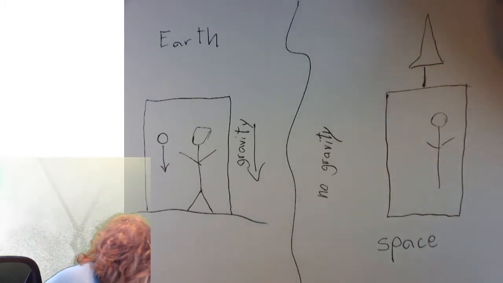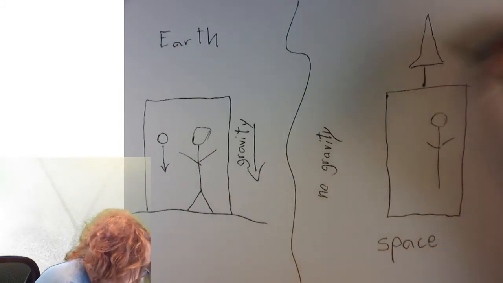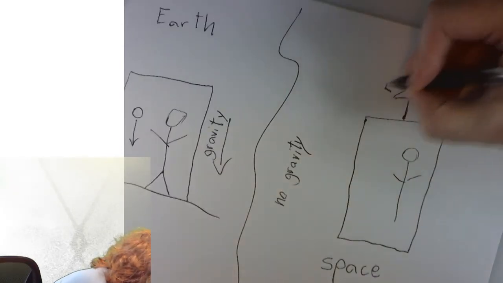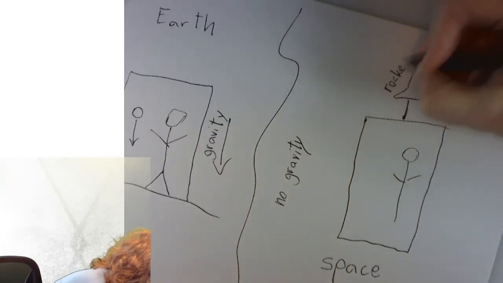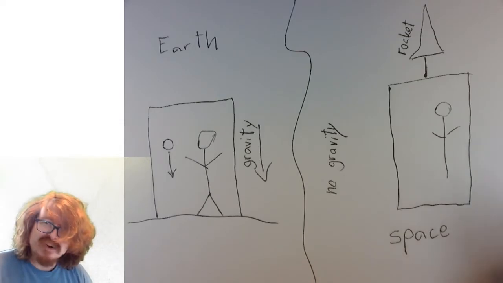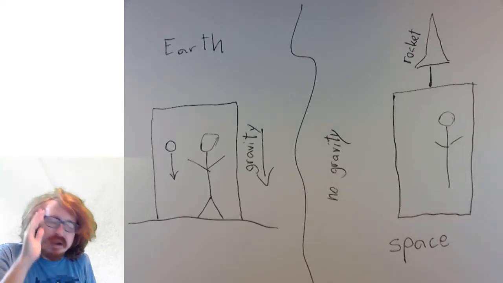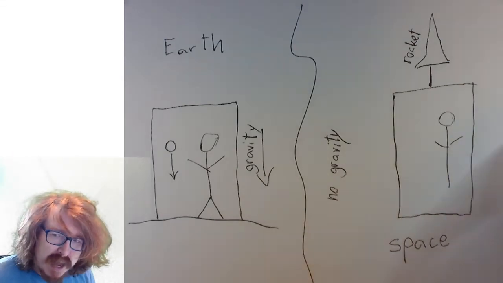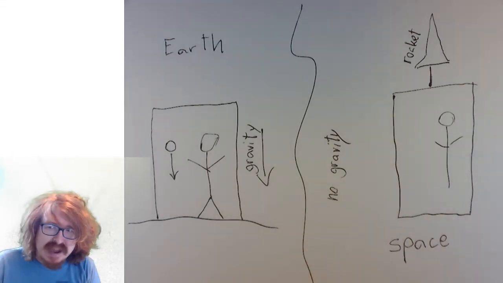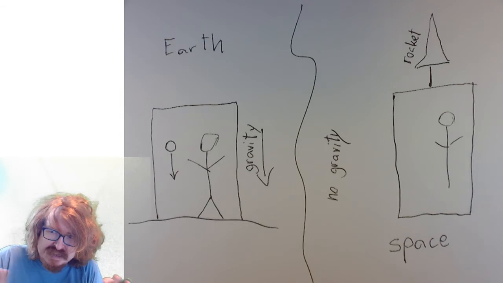That's supposed to be a rocket. We'll write that on there. There we go. Worst rocket ever. Anyway, here we go. Now remember, this is a totally sealed box, so this guy can't hear the rocket and he can't see the rocket or anything.